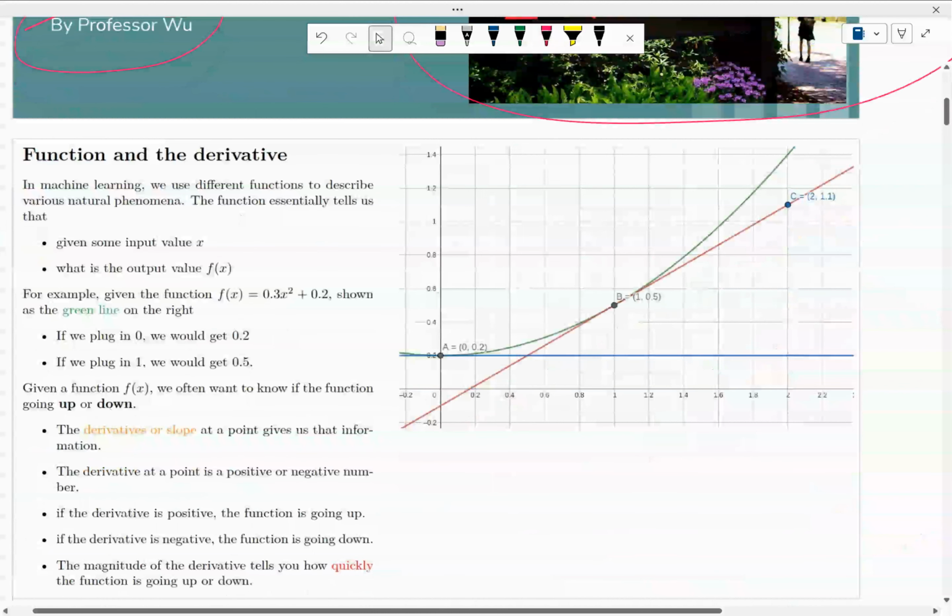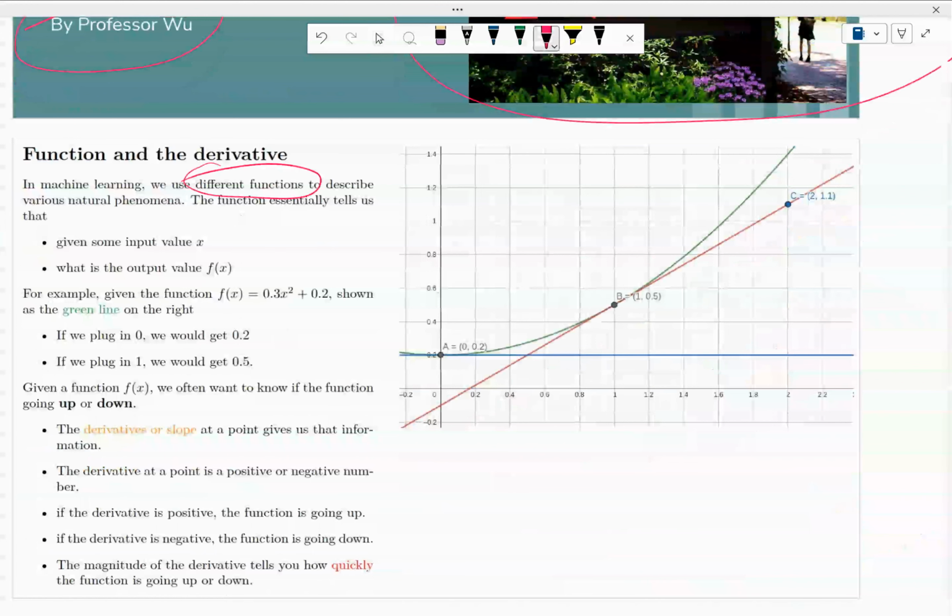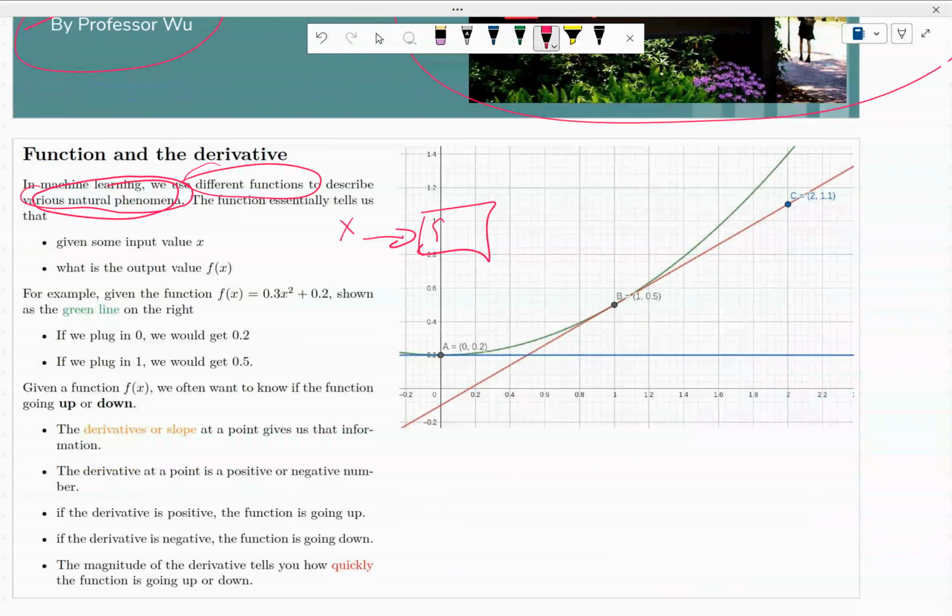In machine learning, we often use various functions to describe various natural phenomena. The way you can look at a function is that you have some kind of input, you put some input into this function, and then it gives you some kind of output. So that's one way to view the function.